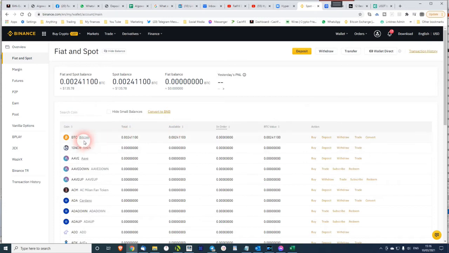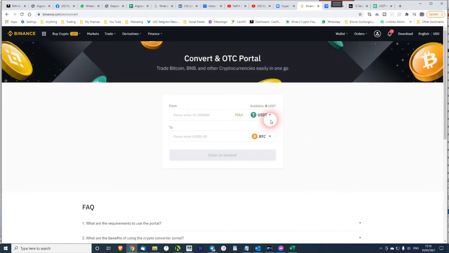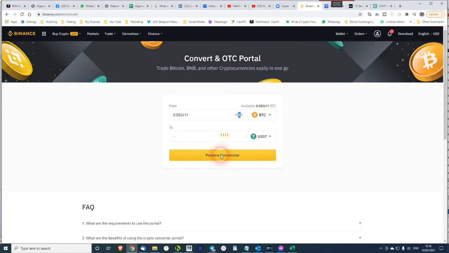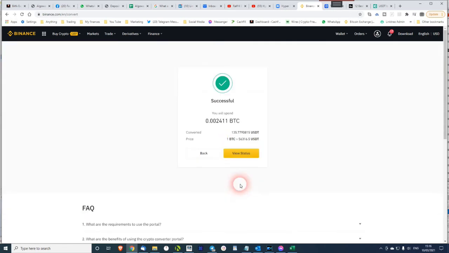So first, I select Bitcoin and I select convert. So I'm converting Bitcoin to USDT. I'm going to hit the maximum. I'm going to preview the conversion, see what I get, and convert. And that's it. Done.